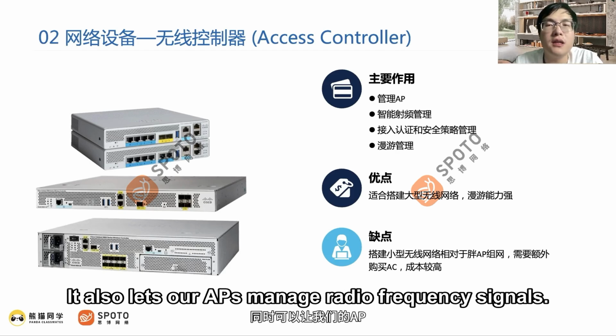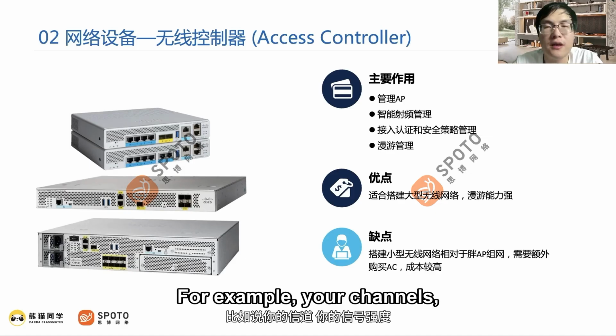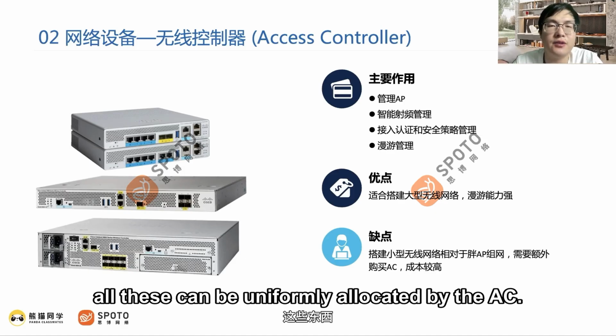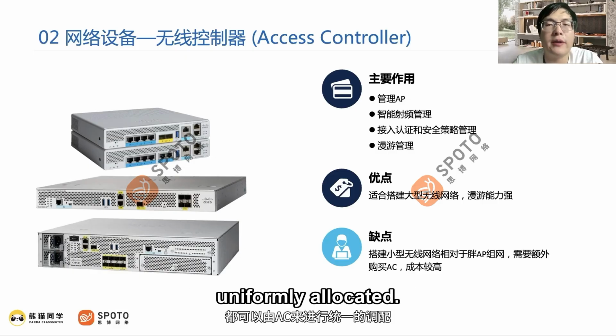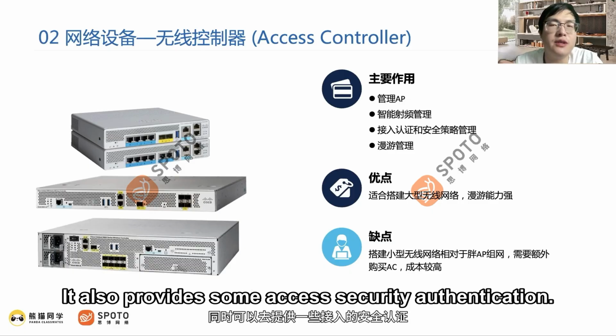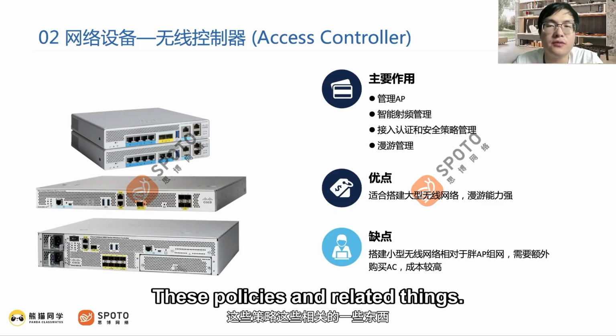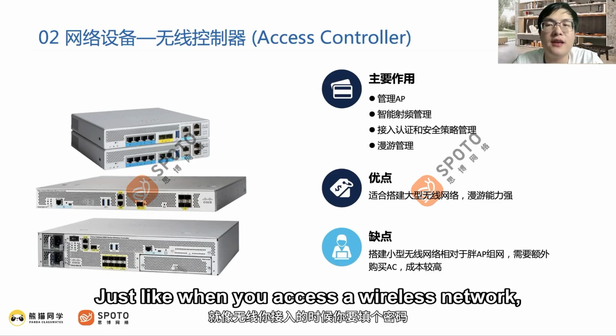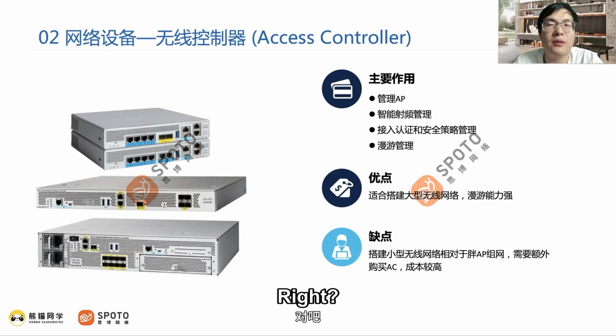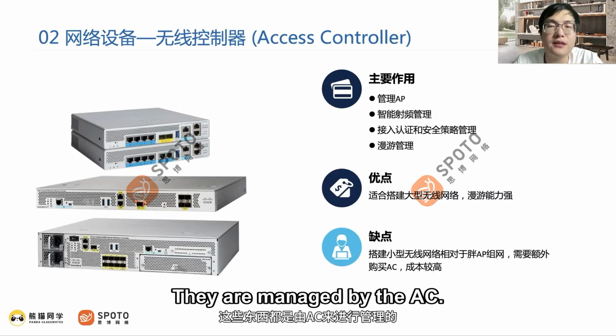It also lets our APs manage radio frequency signals. For example, your channels, your signal strength. All these can be uniformly allocated by the AC. It also provides some access security authentication, these policies and related things. Just like when you access a wireless network, you need to authenticate, right? These things are all managed by the AC.